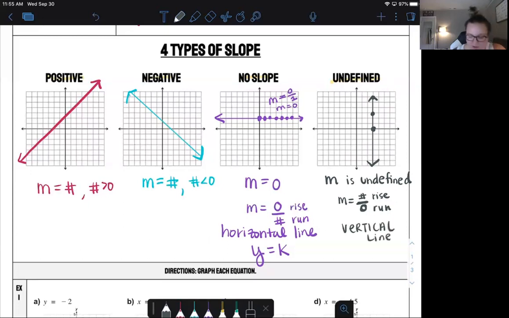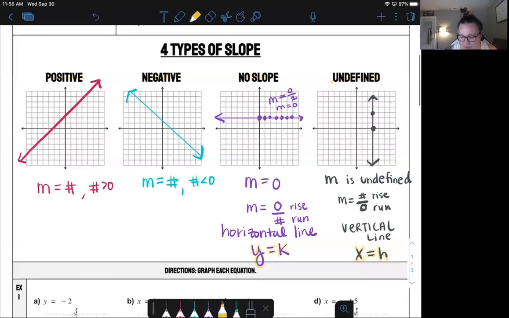And vertical lines always have an equation that looks like x equals some number. So as you can see with our horizontal and our vertical line, in our horizontal line y equals k, there is no x because the slope was 0, so x just dropped out. For x equals h, there is no y. So we don't have to worry about any y values, we're just worried about x equals some number.